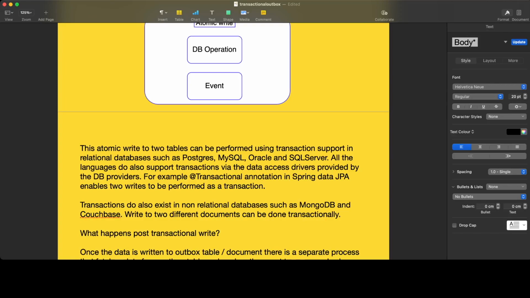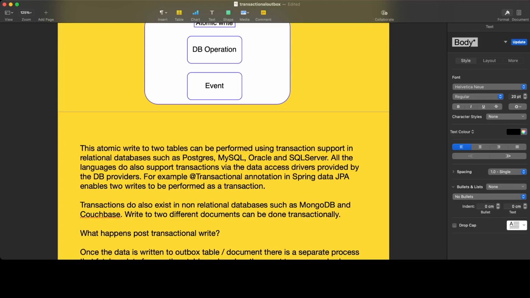Postgres, MySQL, or any relational database supports transactional writes. So we can do transactional writes. Sir, what if I am not using a transactional database, but a database which doesn't support transactions? How do I do it?